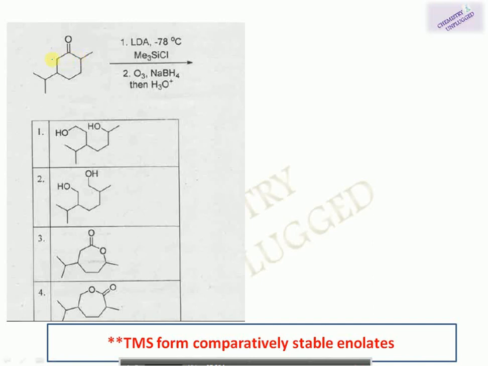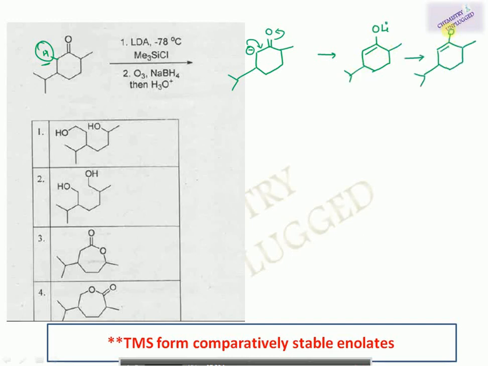Then this charge will shift here and you will get an enolate. First it will give you the lithium enolate, then it will give you the more stable silyl enolate. Then in the next step we are using ozone. So this ozone will rupture this double bond and you will get an ozonide first. Then this ozonide will rupture, and because we are using NaBH4, it will give you alcohols. So you will get one OH at this carbon, and a second one at this one.